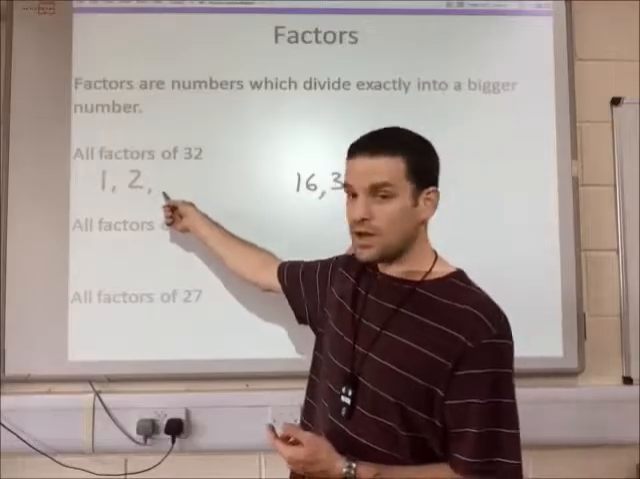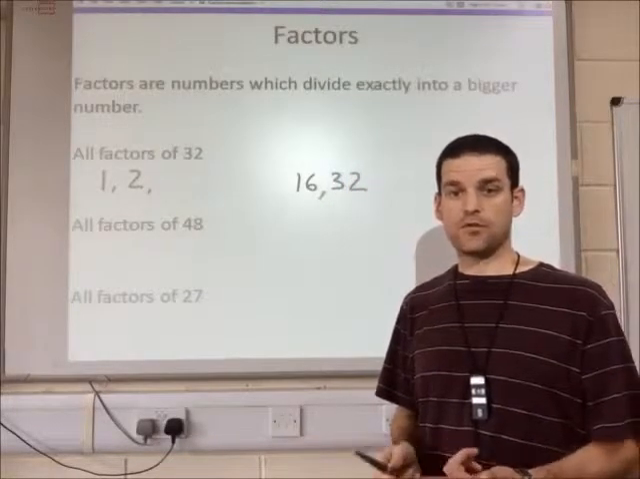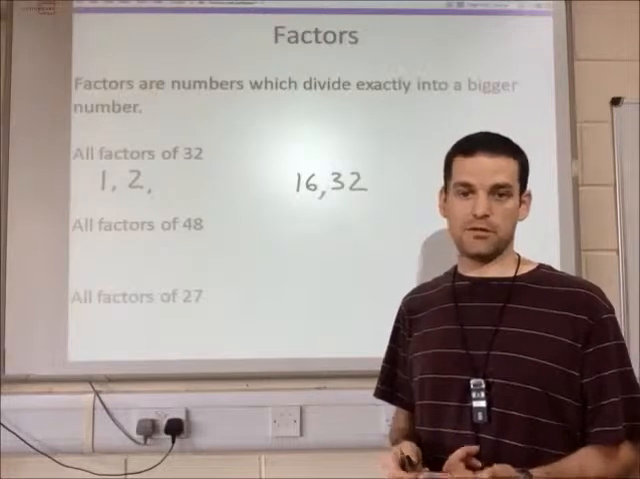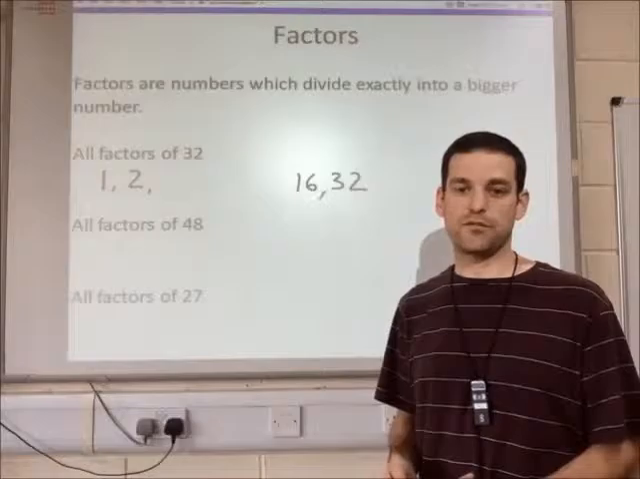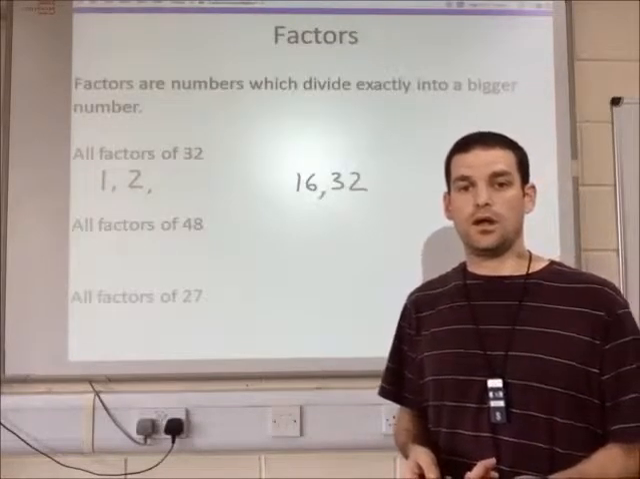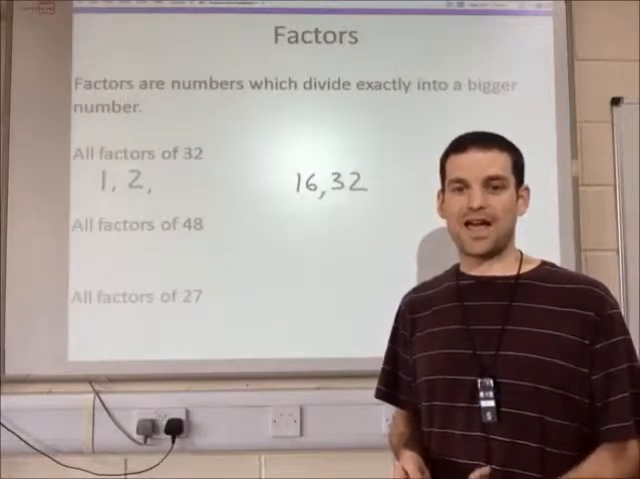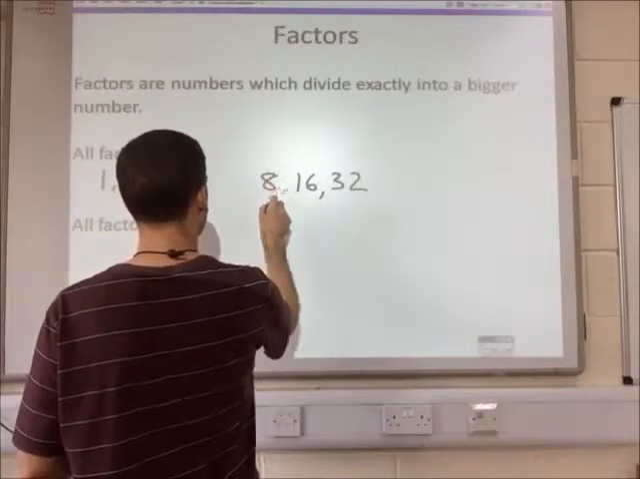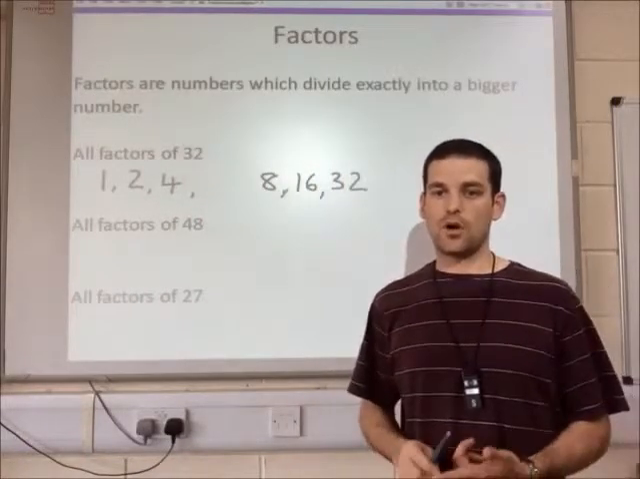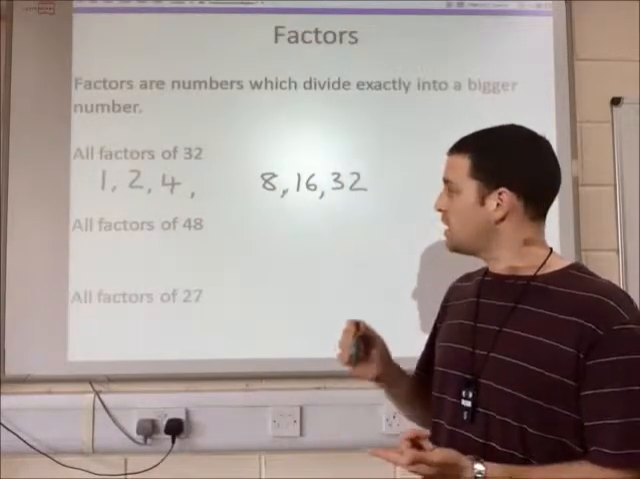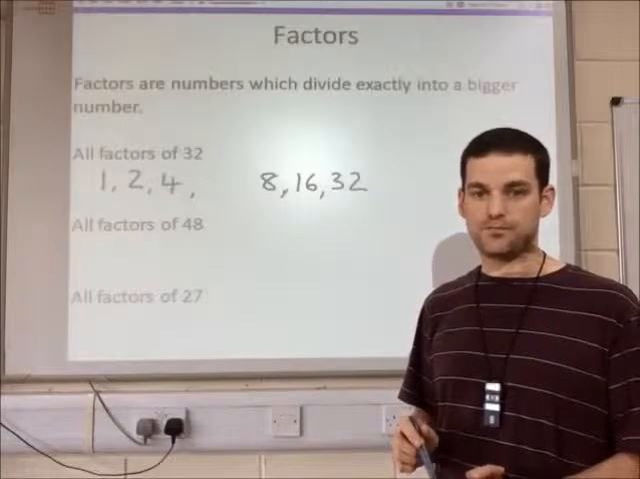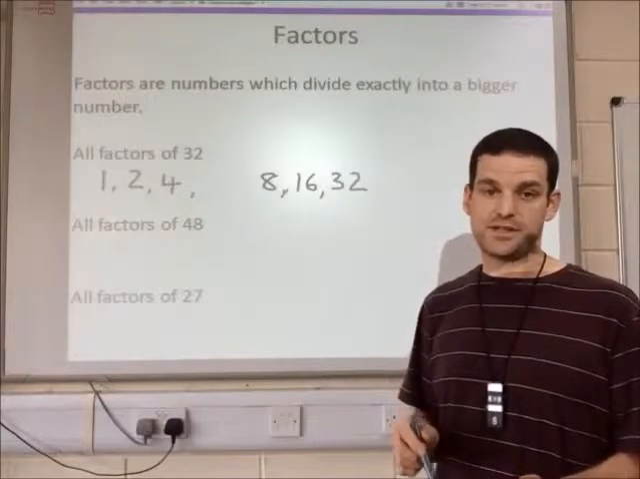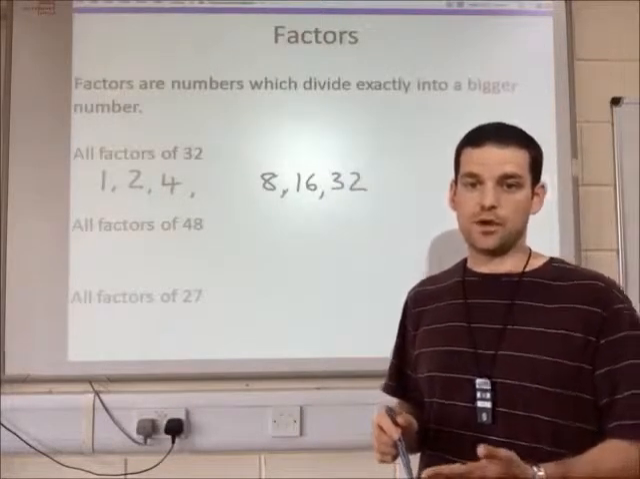Okay, the next number I need to try in this list is 3, but 3 is no good because 3 is not a factor of 32. 32 wouldn't appear in the 3 times table, so I miss out 3. Next number is 4. If you know your times tables, you will know that 4 times 8 is 32. So I've got 4 and 8. Keep going through the list. 5 is not a factor of 32. Neither is 6, and neither is 7. If you think of your 5, 6 and 7 times tables, you don't see 32 in any of those.